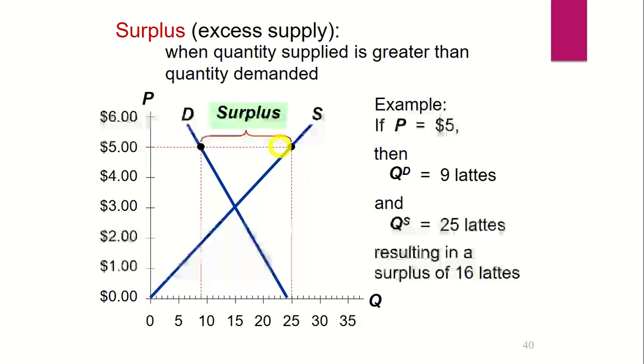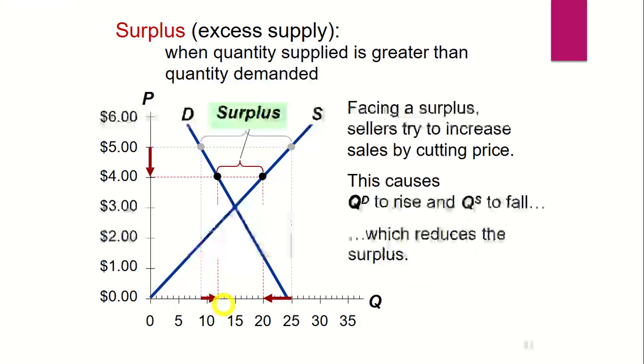So this results in a surplus of 16 lattes. That means supply is 25 and the demand is 9. The difference between 25 and 9 is 16. So here the surplus is 16 lattes. Facing a surplus, sellers try to increase sales by cutting price. Let's suppose Starbucks and Peet's look around at all the extra lattes; their supply is greater than the demand for lattes. So what do they do to get rid of this surplus? They can cut the prices of lattes.